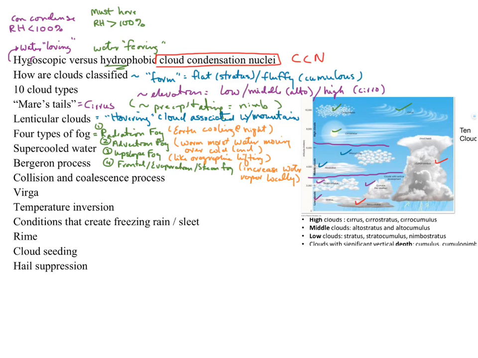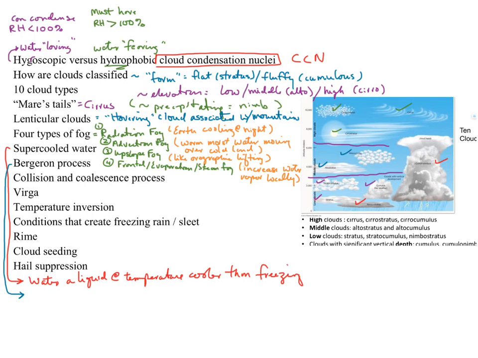Supercooled water. Yes. Make sure I got all these. Supercooled water is water that is a liquid at a state cooler than it ought to be. So it's a liquid state cooler than freezing. The next one, Bergeron process, is the process of the formation of snow. And I'm not going to ask you any details, but just know that if snow is forming up in a cloud, we call that the Bergeron process. But we did talk in class that involves supercooled water, and it's kind of a cool process.